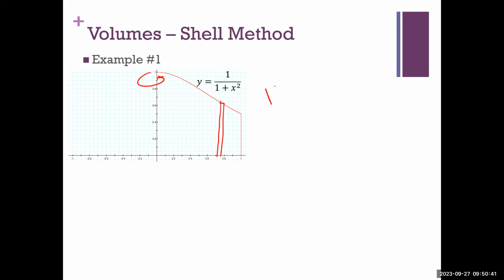So how do we find the volume using the shell method? The volume is equal to 2 pi times the integral over some interval of a radius function in terms of x times a height function in terms of x dx.